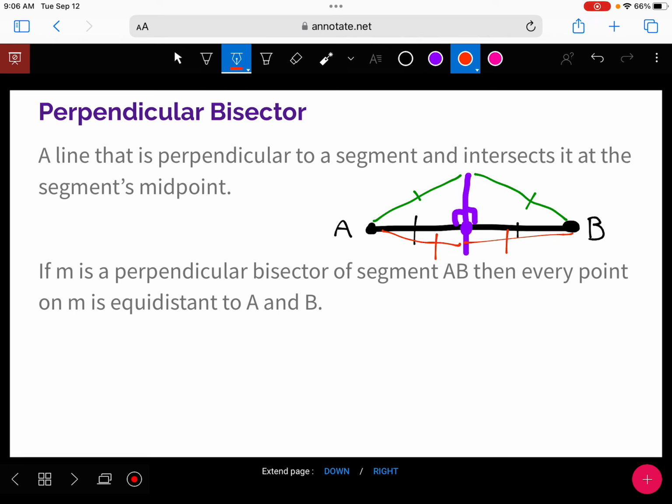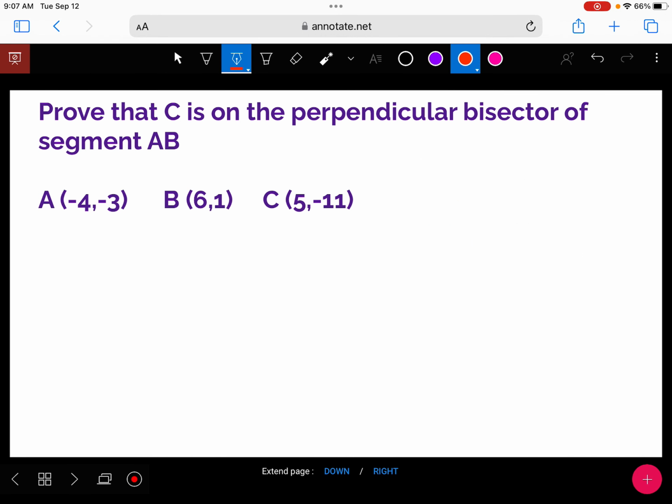So what we're going to be doing is we're going to be looking to see if we can prove that some line is a perpendicular bisector given some information, which means we're going to be checking distances. So we're going to see, is C on the perpendicular bisector of A and B? So what we have is a point A and a point B, and we want to know if C is equidistant. So we're going to find the distance from A to C and the distance from B to C.